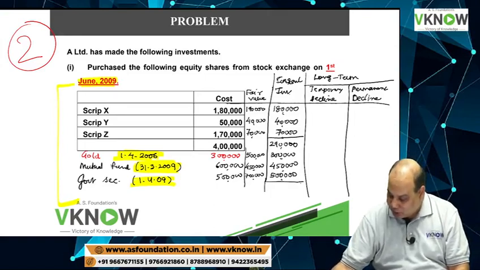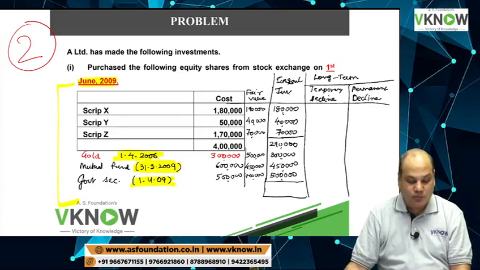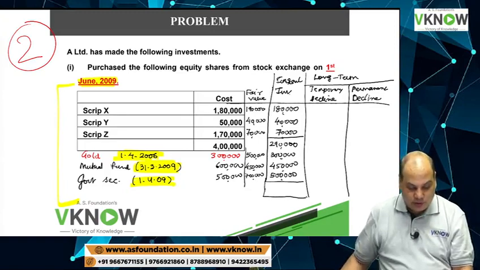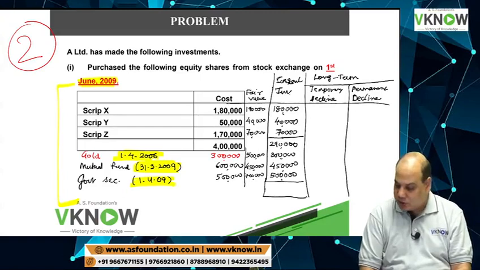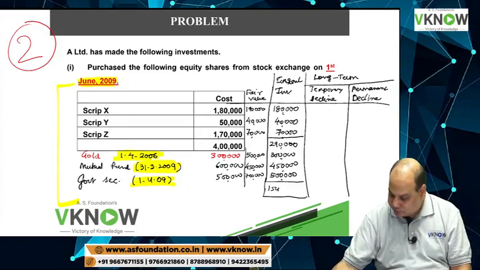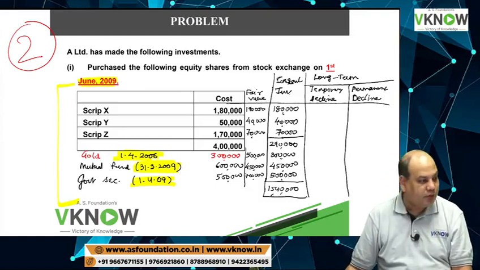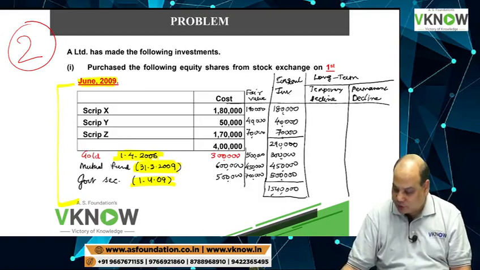If all investments are treated as current investment, what will be the total value of your investment? Just check, is it coming to 15,40,000? Yes, it is right, 15,40,000.